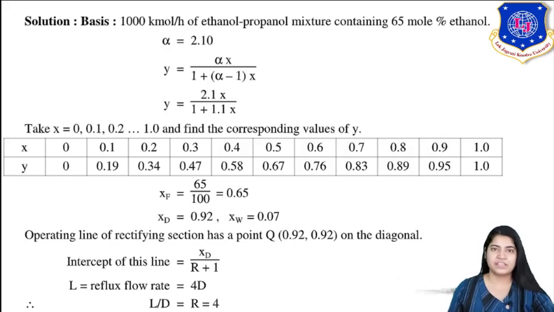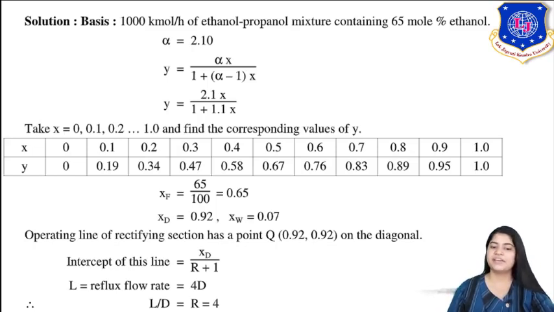See, here alpha, the relative volatility, is given as 2.1. So I can use this equation: y equals alpha x upon 1 plus (alpha minus 1) x. This is my equilibrium relationship. Substituting the value of alpha, I get the following equation. Now you have to generate equilibrium data, so substitute values of x from 0 to 1, and correspondingly I get the values of y. So I have generated the equilibrium data, right?